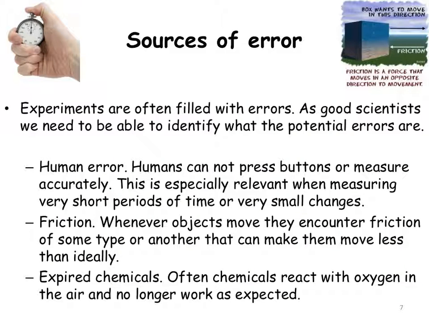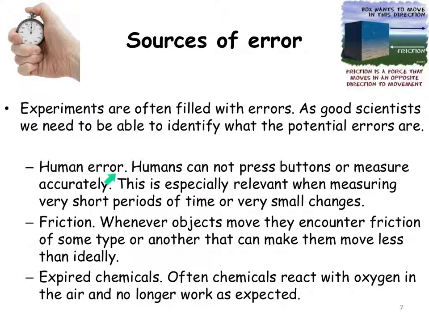The other thing you need to consider in any experiment is where did things go wrong? How did we have sources of error? You often ask this in experiment, what was not possibly right? Friction is your ultimate source of error. Air friction or friction of surfaces, because it means that things are working against your forces. So experiments are often filled with errors. As good scientists, we need to be able to know what the potential errors are.